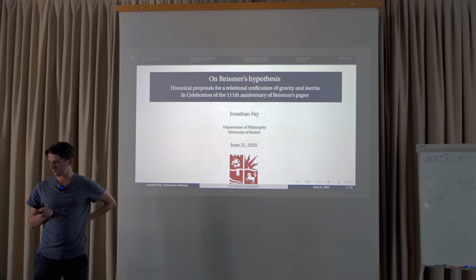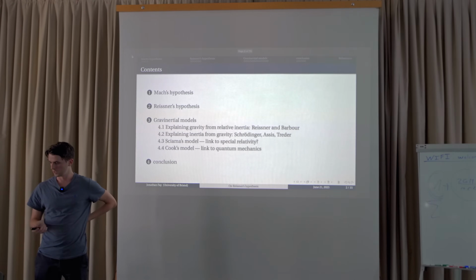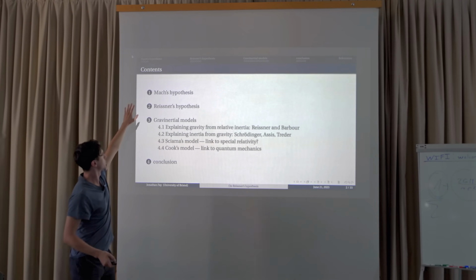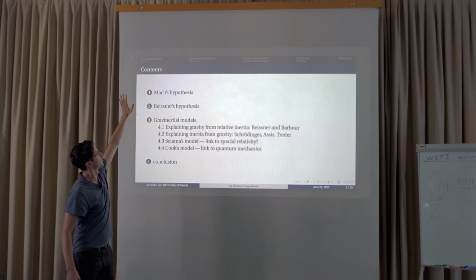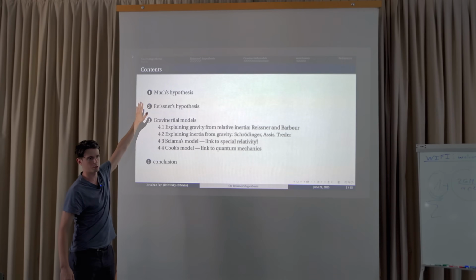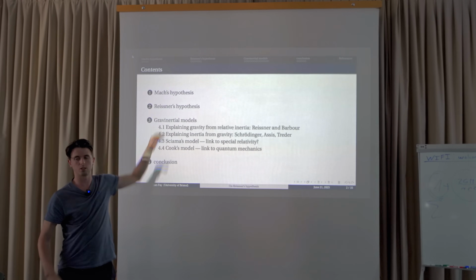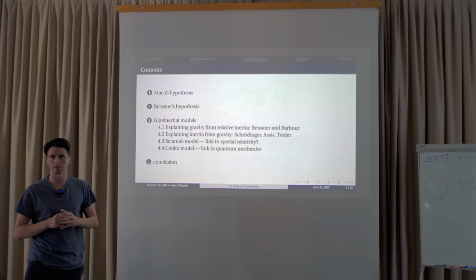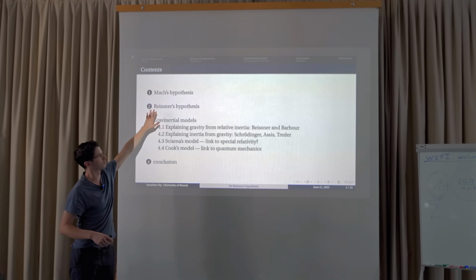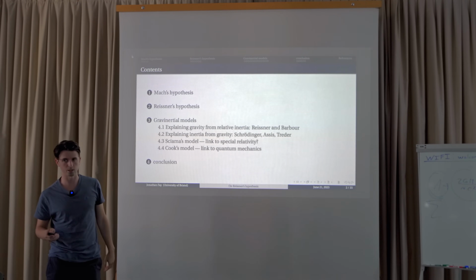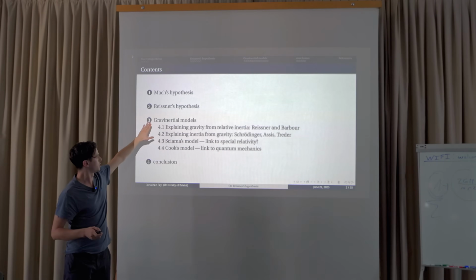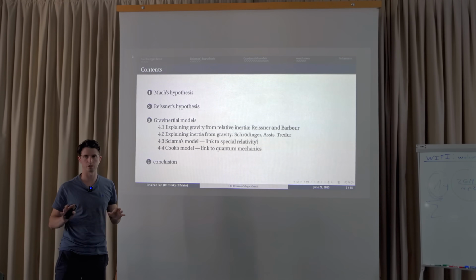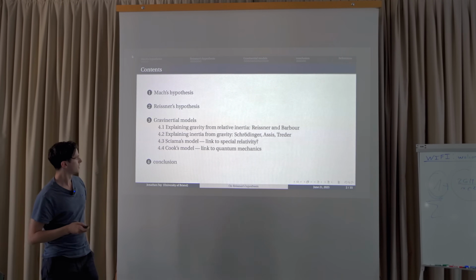so let's get started. This is an outline of the contents of my talk. So the first will be some conceptual background on Mach's hypothesis, Mach's principle, what this means according to especially how I'm going to explain it, because there's a lot of different accounts in the literature and so on. And then I'll introduce Reissner's hypothesis, why it matters, and then look at these different models proposed over the course of the 20th century, which to varying degrees involve this idea.